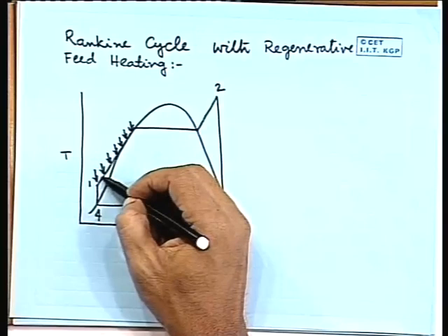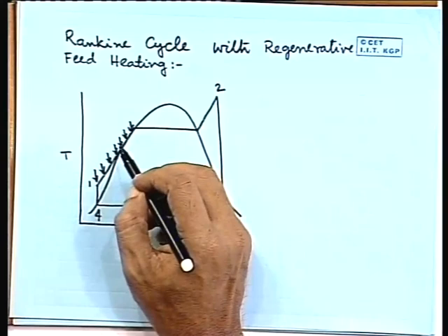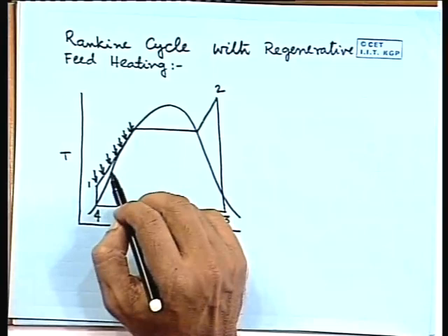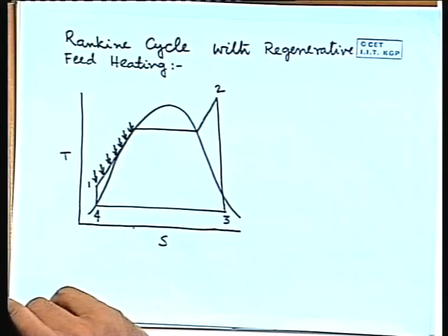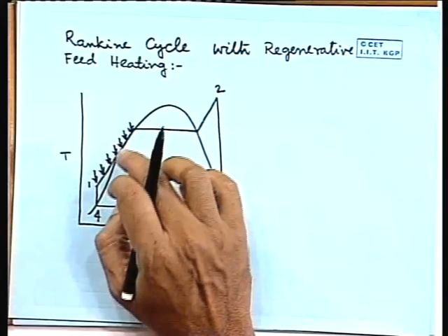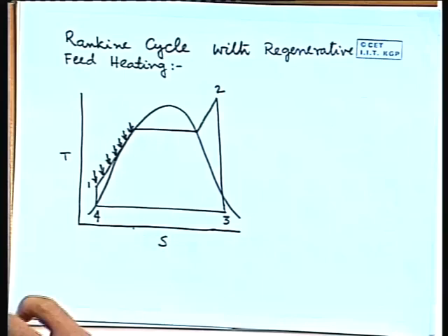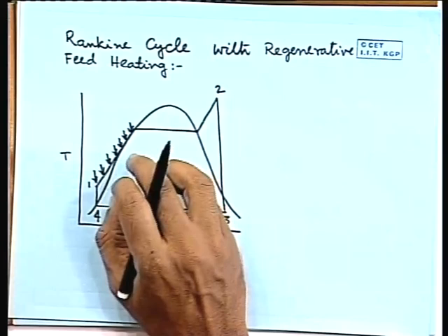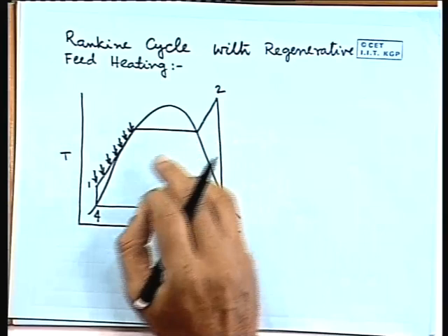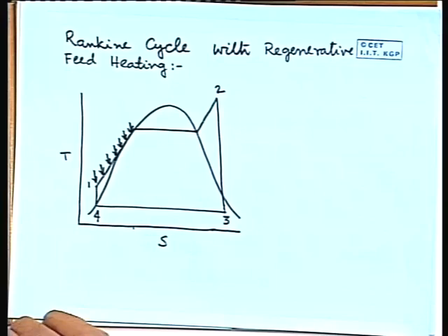Somehow, if we can modify this process so that this heat addition is not from any external agency, then we can improve the cycle efficiency. So, this heat transfer can be done internally, and if it is done internally, it is known as regenerative feed heating. This is heating of feed water, and it will be done internally by making some arrangement. From some part of the cycle itself, we will take some thermal energy for heating this, and we will call it regenerative feed heating. That is what we will see now, how this regenerative feed heating can be done.